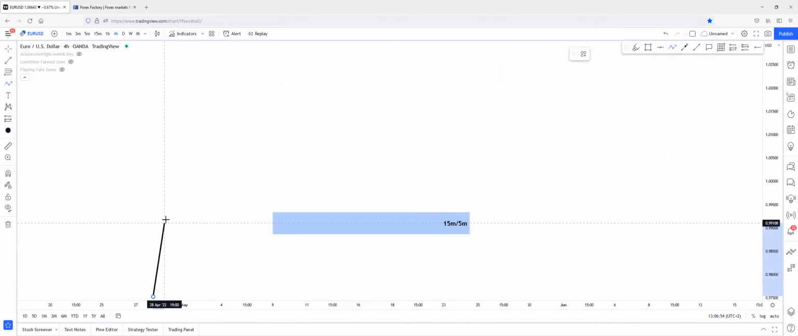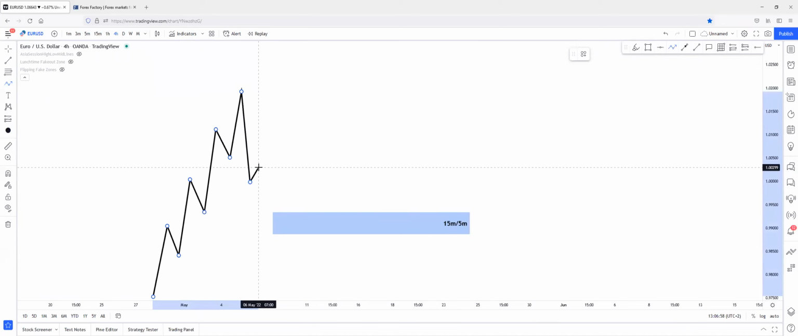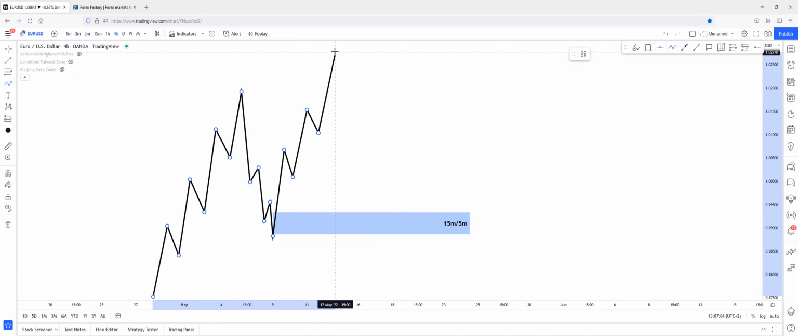Okay, so this is the 1-minute structure. Price is following a bullish pattern, coming down, coming up, coming down. And from this 15-minute/5-minute demand zone, price created another bullish upside movement. And after the bullish upside movement, it came down to this 15-minute/5-minute demand zone.